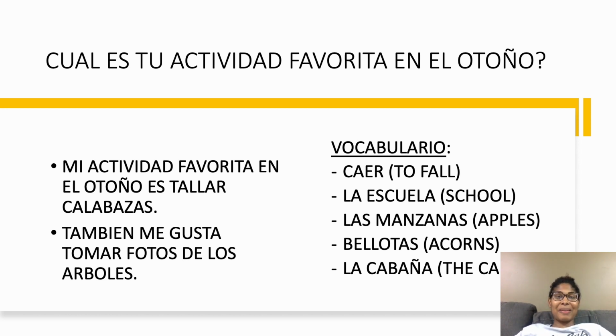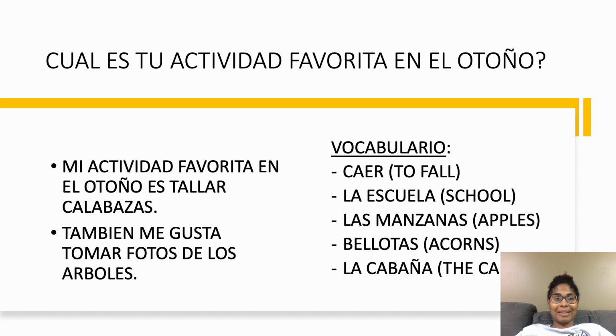¿Cuál es tu actividad favorita en el otoño? Mi actividad favorita en el otoño es tallar calabazas. Calabazas means pumpkin. So carving pumpkins. I can barely say that word. También me gusta tomar fotos de los árboles. I also like to take pictures of the trees. Well, mainly the leaves falling. Me gusta tomar fotos. So I could also just say, I also like to take photos. También me gusta tomar fotos.